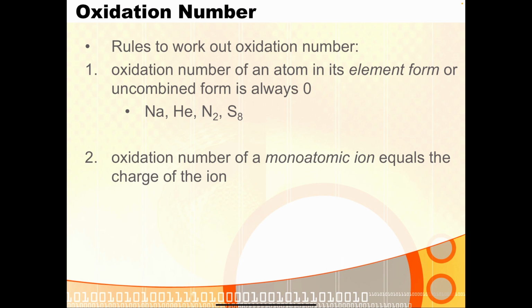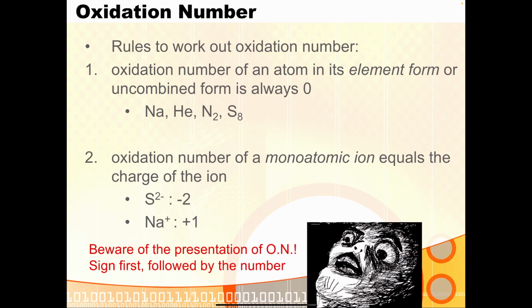Rule number two: the oxidation number of a monoatomic ion equals the charge. For example, sulfur over here with 2 minus charge, the oxidation number will be negative 2. Sodium with a positive charge, the oxidation number will be plus 1. So be aware of the presentation of oxidation number. First the sign will come and then the number. Don't get confused about how to write down the oxidation number.